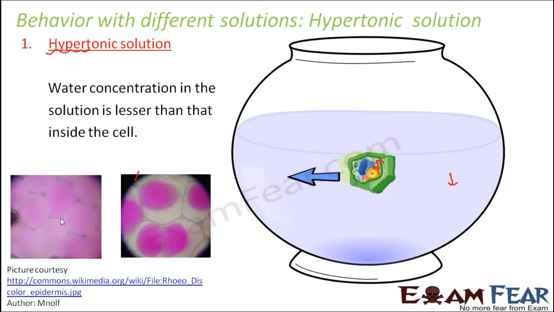As a result of this, the vacuole and the cytoplasm will shrink and they will get separated from the cell wall. So that is how the process of plasmolysis takes place. So plasmolysis will take place in a hypertonic solution. Hypertonic solution is the one where the water concentration is less than that inside the cell.